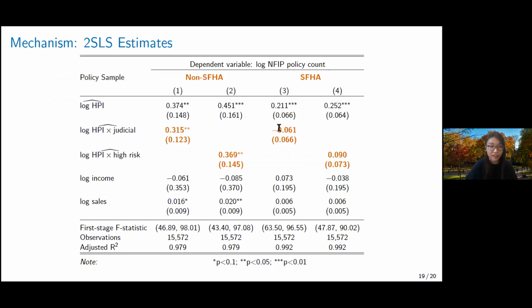And similarly, if we look at MSAs with more extreme non-SFHA risk versus less, we also see a divergence. If we put it into a two-stage least squares framework, then we see that states with judicial review laws have almost double the response to a home price increase. And similarly with MSAs with higher risk.